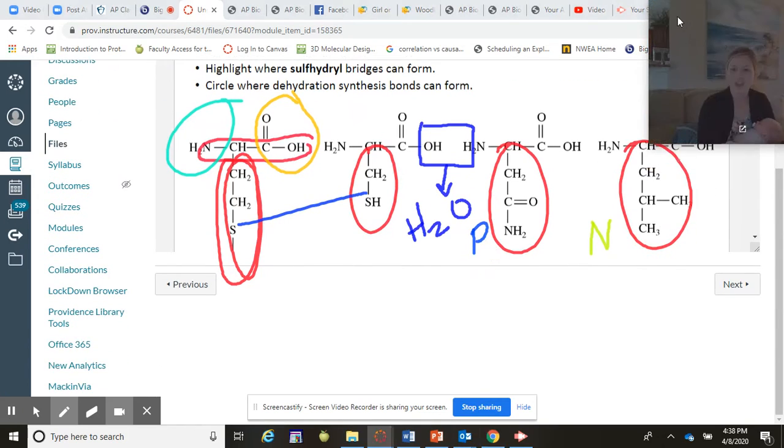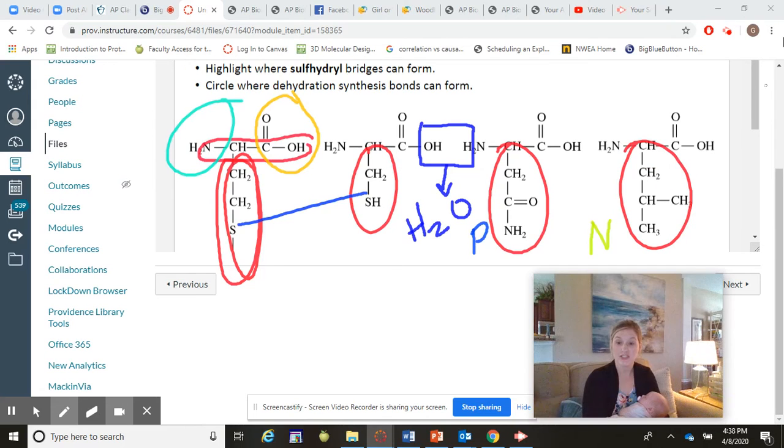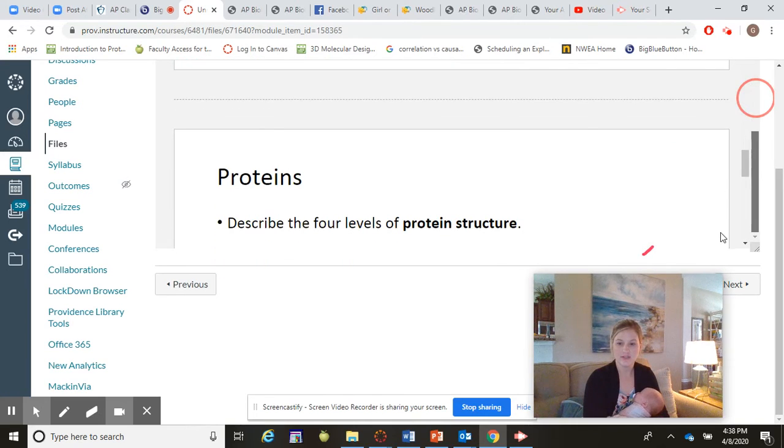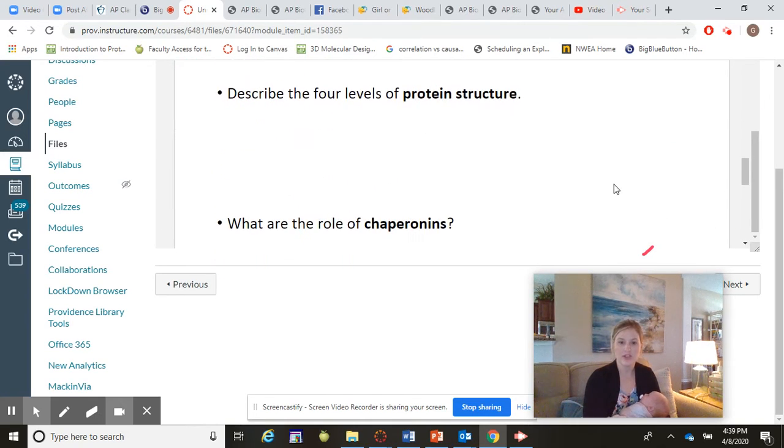So those are some important things to understand about the R groups of proteins. As we continue, the 4 levels of protein structure. Remember, those are going to be important to understand how proteins fold because it's going to determine their shape, which determines their function.